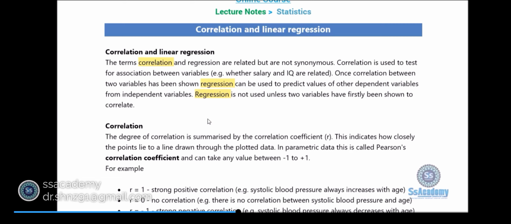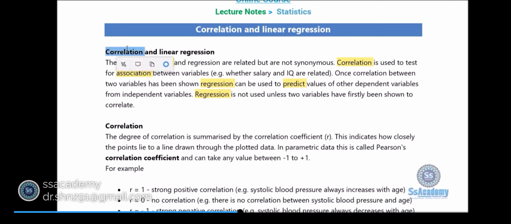So correlation is used to test the association between the variables, where salary and IQ are related. So correlation is a relation. Once correlation between two variables has been shown, regression can be used to predict. So regression predicts values of other dependent variables from independent variables. It is not used unless the two variables have first been shown to correlate.